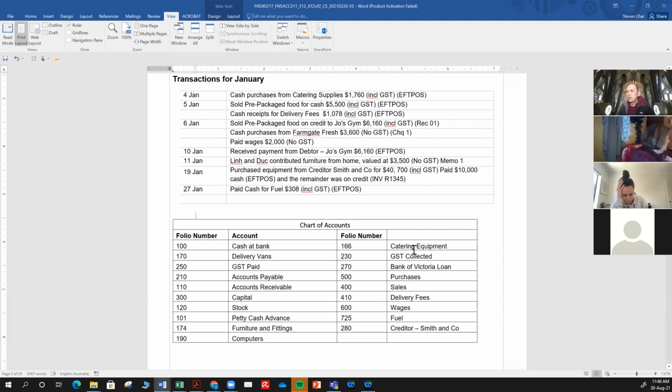You paid 10,000, so you debit how much? 10,000. Excellent. So you debit 166 catering equipment, $10,000. So how much is on credit now? The remainder, which would be 30,700.